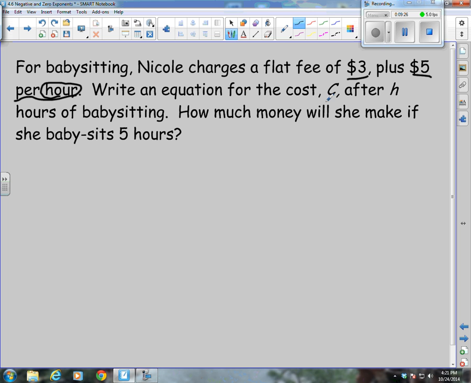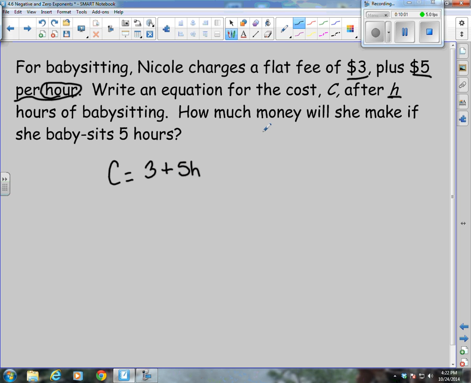Write an equation for the cost C after H hours. Well, there's our hours right there. H is hours. Okay, so the equation for the cost, we're just going to say that's C. Well, the cost equals what? Well, she charges a flat fee of $3. That's going to go into the cost every time, but it's only charged once, not over and over again, so it's just added in the cost. Now, I've got $5 per hour after H hours. That is a rate multiplied by hours. That is 5H. And that is a very simple linear equation set up from this.